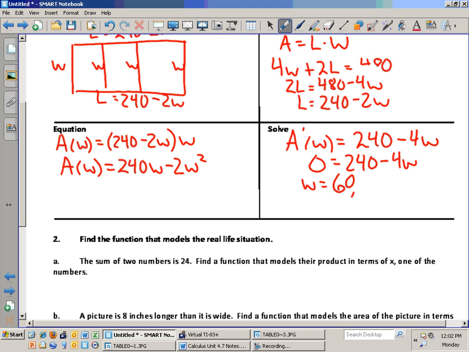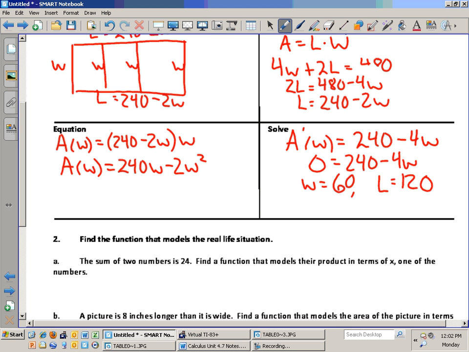If I plug 60 back in, I get 240 minus 120 is 120. So length is 120, width is 60. That is enough information. There we have our formula. So notice how quickly calculus allowed us to solve that.